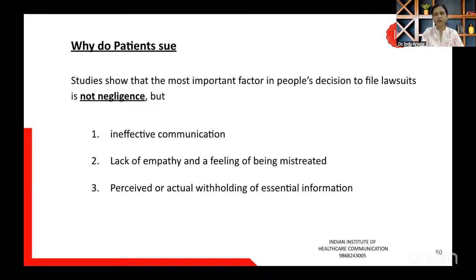So anytime they feel that some information has been suppressed or hidden from them, they may decide to file a lawsuit, because they know in a court of law we will have to come out with all the documents and explanation, and there it is unlikely to hide anything. But most of the time it is because they are not happy and satisfied with the kind of communication we have with them and their family.